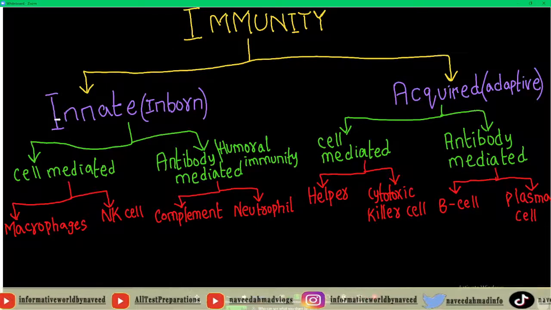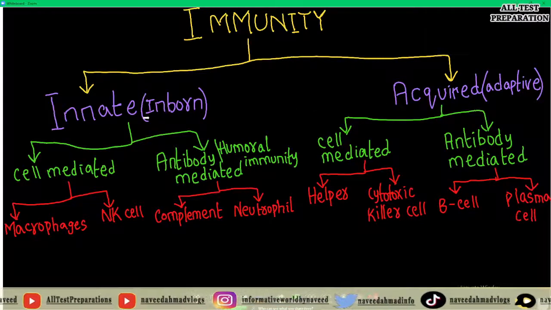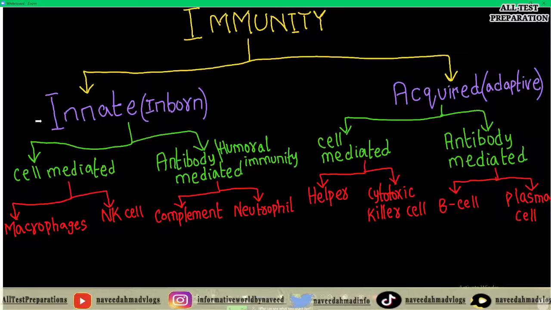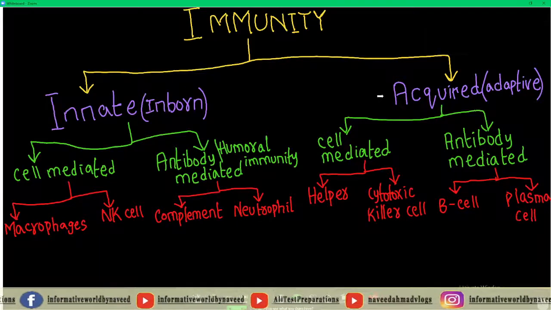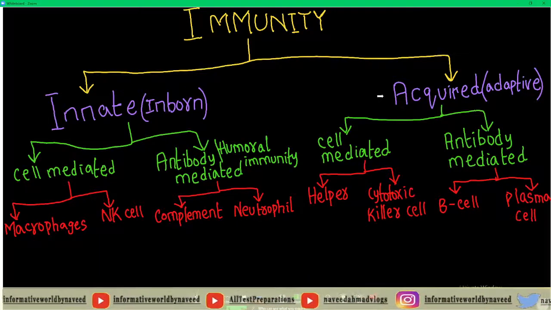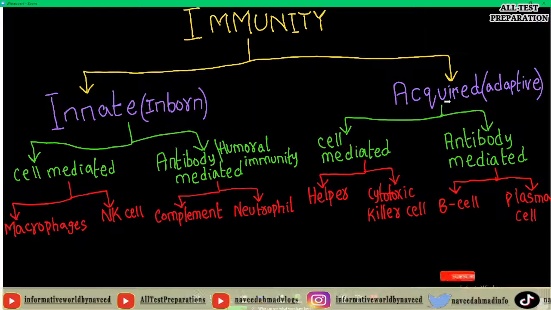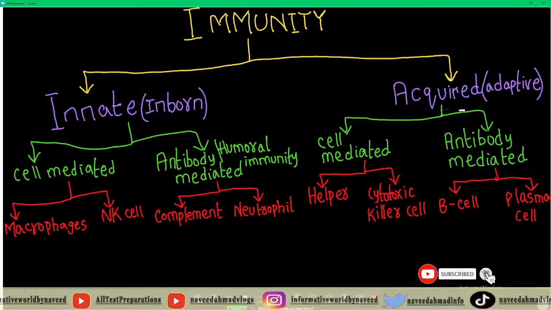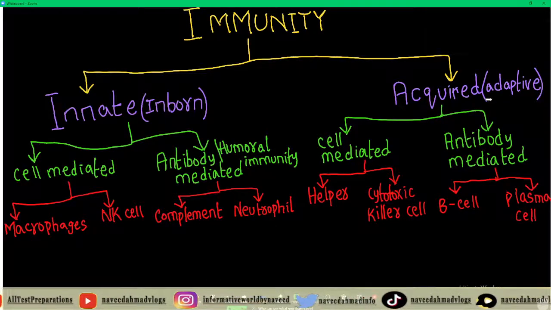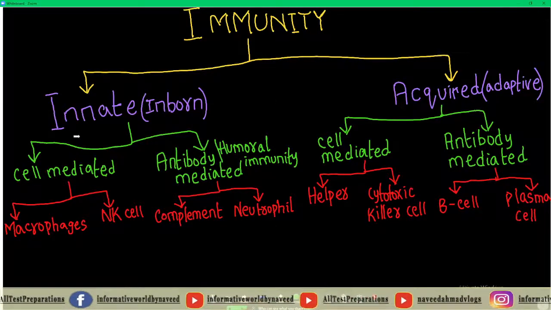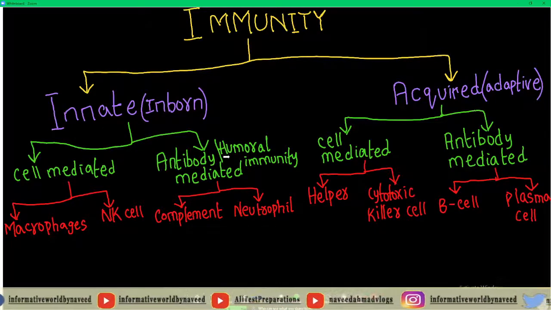Then we have innate immunity and acquired immunity. Innate means inborn: that type of immunity which is present in the body at the time of birth. Acquired immunity is that type of immunity which a person can acquire through life as life proceeds, a specific type of immunity acquired through his environment or through some other animals. This type of immunity is known as acquired or adaptive immunity, which he can adapt from some other immune animals. Innate immunity is further divided into cell-mediated and antibody or humoral immunity.